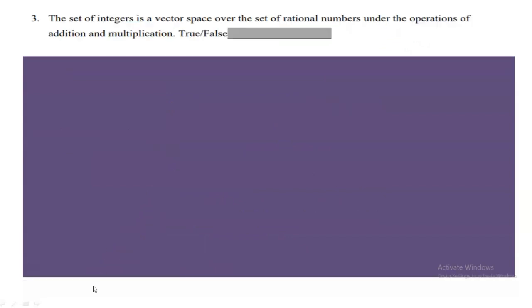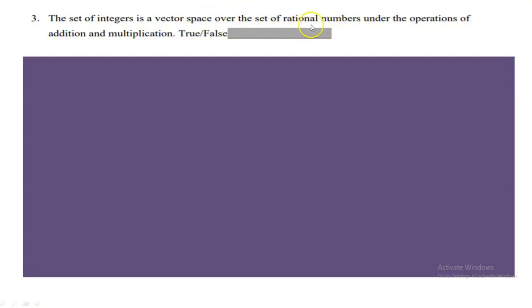And next from this, we have question number 3, and it's about a vector space. You have been asked to identify whether this statement is true or false. The set of integers is a vector space over the set of rational numbers under the operation of addition and multiplication. So the given set here is the set of integers. This set of integers is going to be evaluated whether it is a vector space over a certain field. The field given here is the rational numbers.